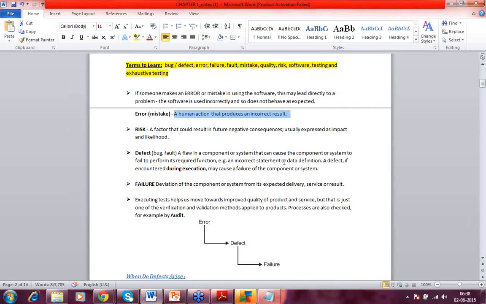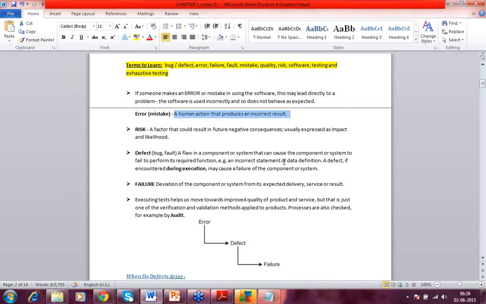A defect, if encountered during execution, may cause a failure. It might crash the system. It might make the system fail, or that particular functionality fail. Okay, so that is what is called a defect. And also another terminology called failure. Failure is a deviation of the component or system from its expected delivery, service or result. When the software is expected to work in a certain fashion, it is deviating from that expected behavior. That is what is called failure.